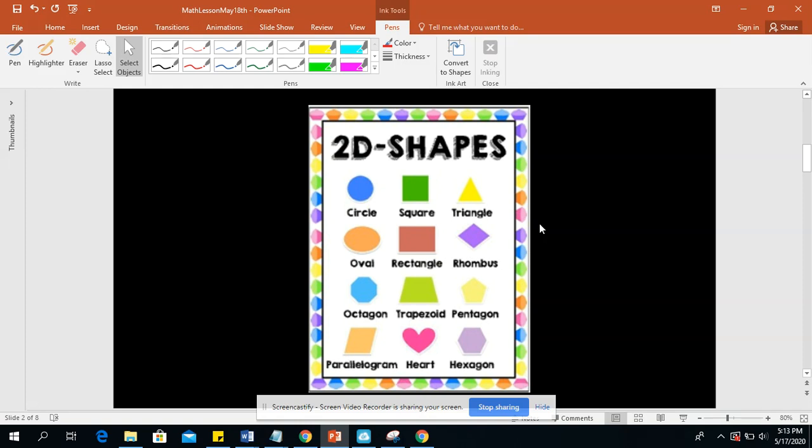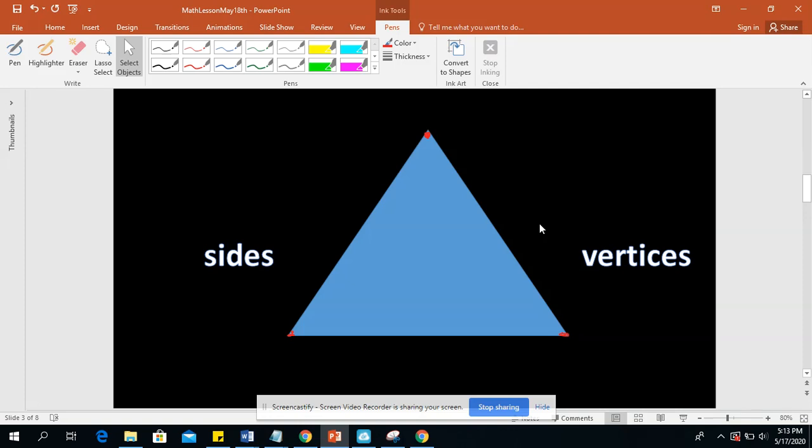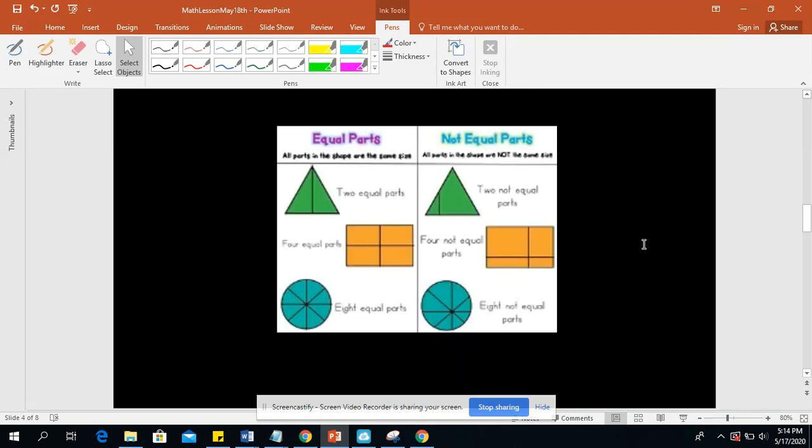You just watched a video where you reviewed the different 2D shapes and their attributes. So attributes are the sides and vertices. Here's a triangle. We see that it has 3 vertices. Vertices are the corners. And we see that there are 3 sides: 1, 2, 3. We can use sides and vertices to describe any 2D shape. But that's not what we're going to focus on today.